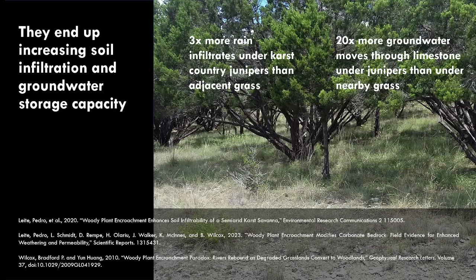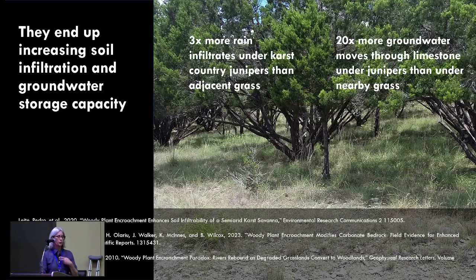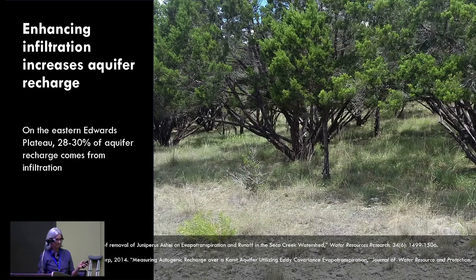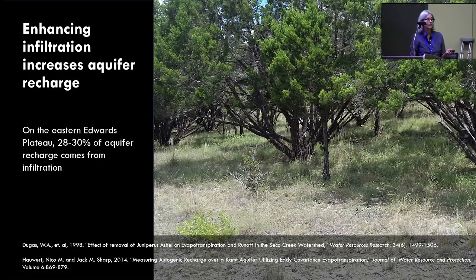3 times more rain infiltrates under karst country junipers than adjacent grass. Now, again, we're not talking about nice, healthy, dense stanza grass. We're talking about the typical, more sparse grass, like the ones in the picture. 20 times more groundwater moves through the limestone under junipers than underneath those same grasses. And they also enhance infiltration, and what that does is increase aquifer recharge.